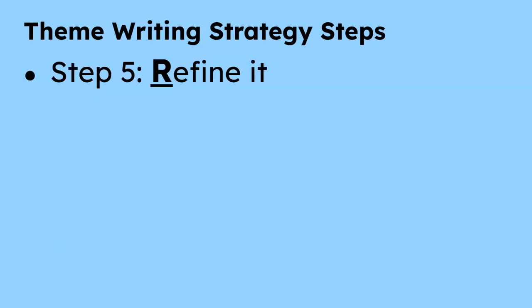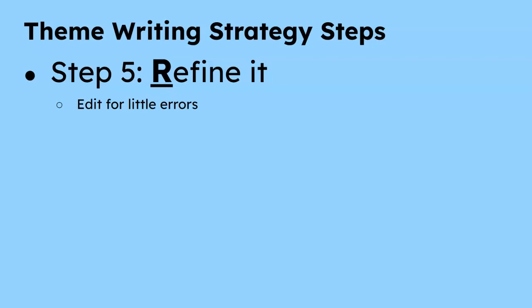The last step of the strategy is called refine it. Refine means to improve, and that's what you're going to be doing, improving or perfecting your theme. You have already taken care of the big errors that might have been in your draft in the evaluate it step. Now it's time to take care of the smaller errors and to perfect your theme or polish it before you hand it in to the teacher.